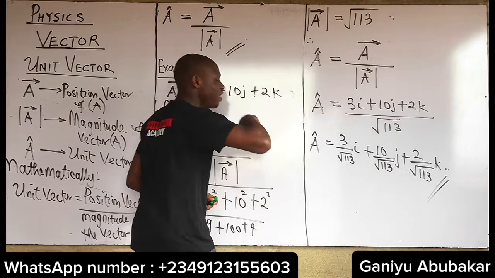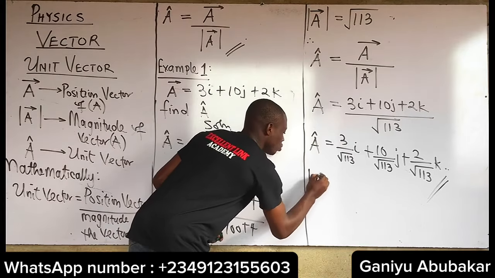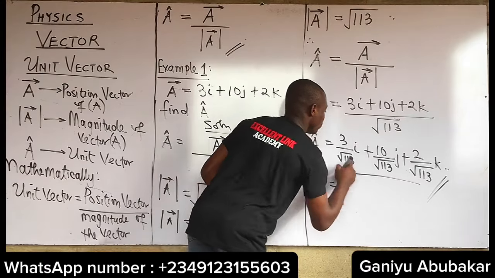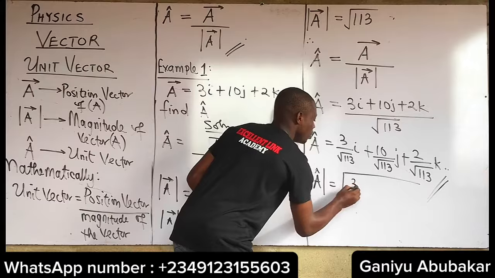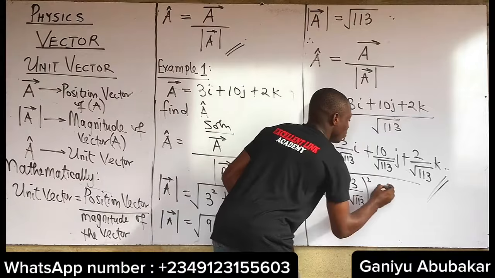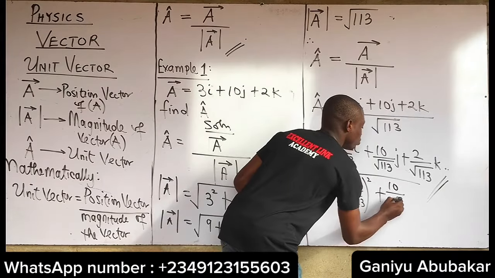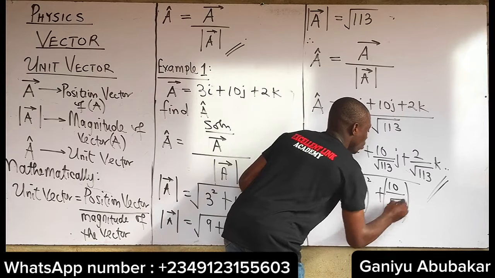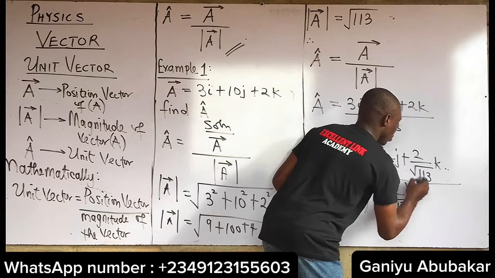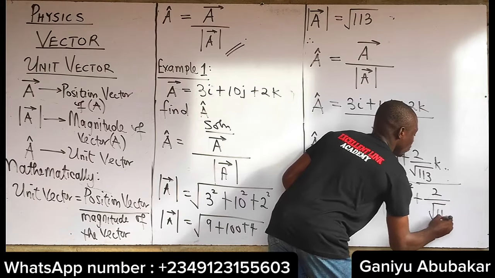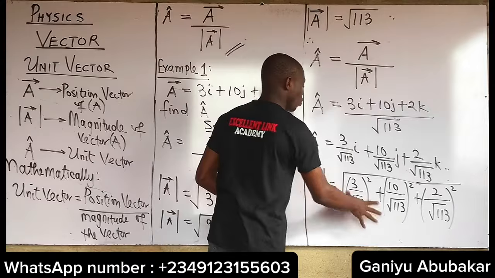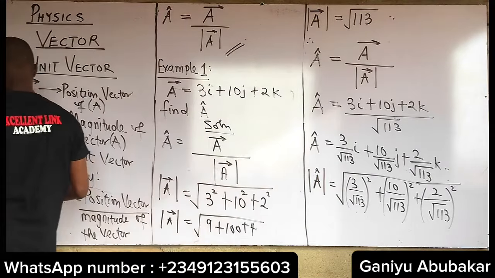So if I take the modulus of unit vector A, it is equal to the square root of the coefficient of i, which is 3 over root 113 all squared, plus 10 over root 113 all squared, plus 2 over root 113 all squared. So if I take the modulus of my unit vector, it must give me 1. So let's check if it's 1.